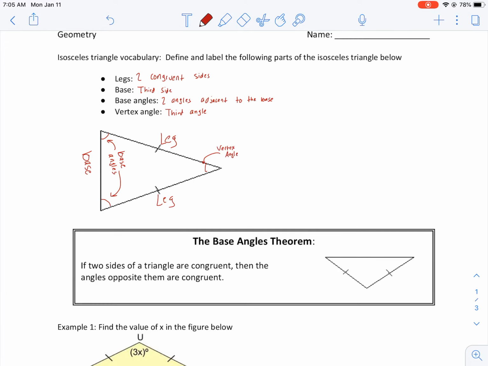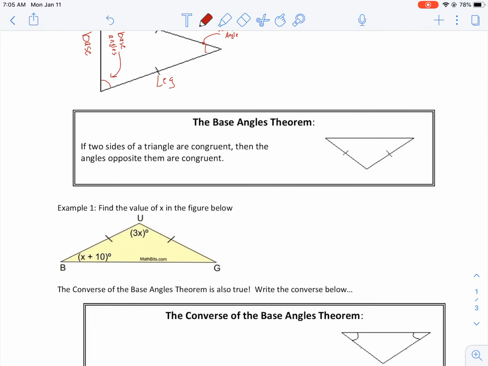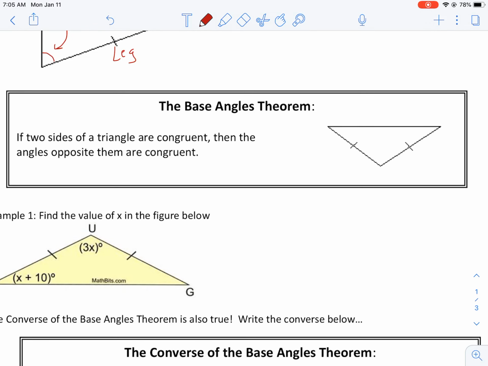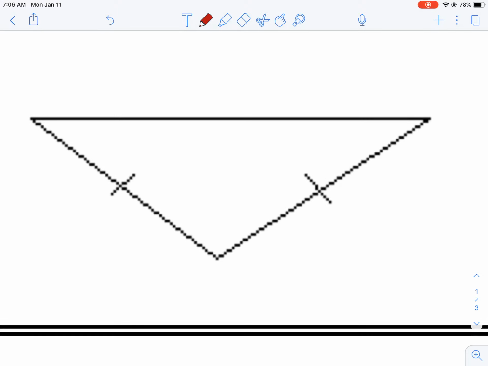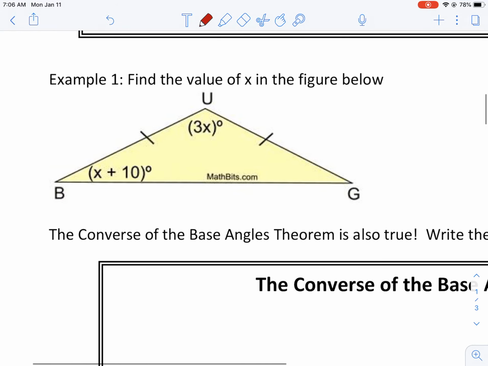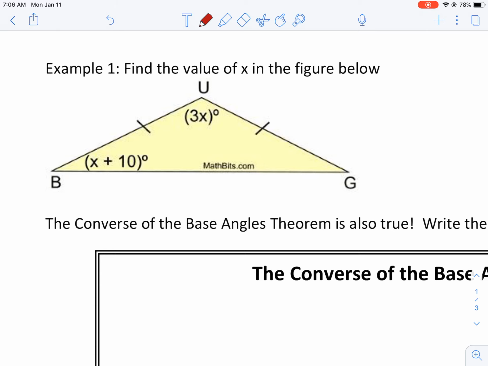Just so that when we're talking later, you understand what we mean when we say things. So there's actually a theorem that goes with the base angles called the base angle theorem. And it's very important with isosceles triangles. It says that if two sides of a triangle are congruent, then the angles opposite them are also congruent, okay? So if these two sides are congruent, the two base angles opposite of those sides are also congruent. And that's an important theorem.